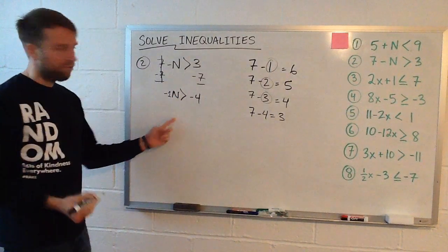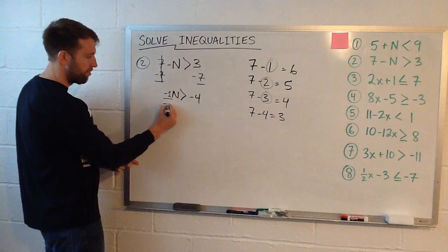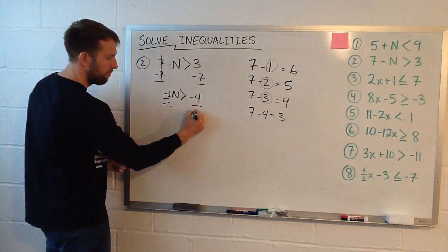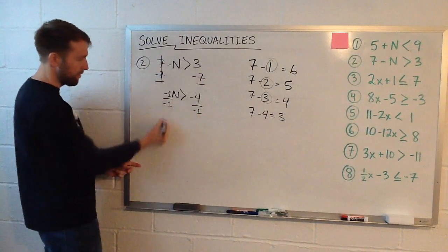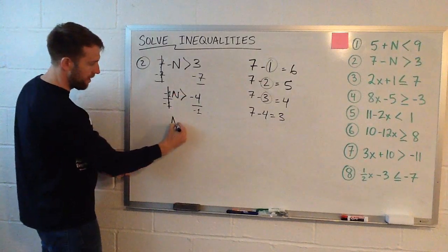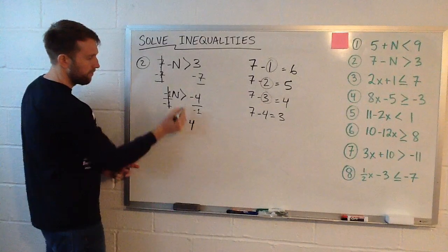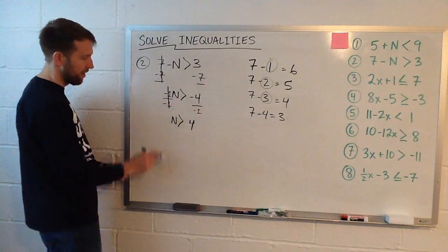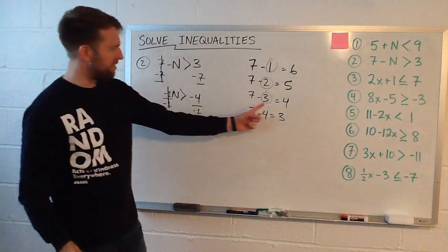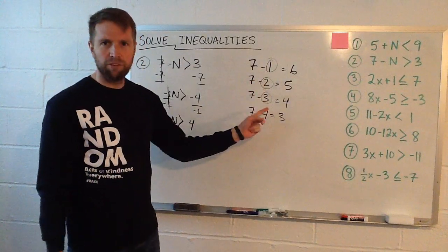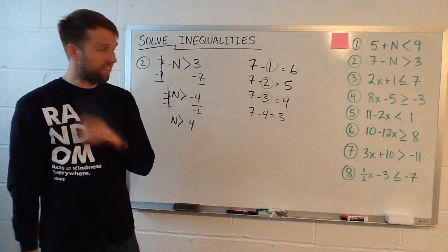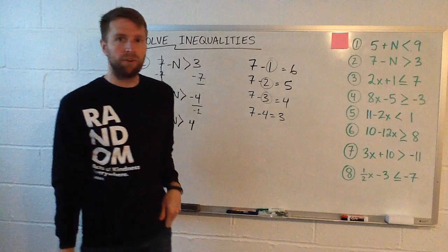And how could I solve for n? Divide by negative 1. And now we cancel that out. We have n is greater than 4, since 4 divided by 1 is 4. Negative divided by negative cancels out. n is greater than 4. Are these numbers greater than 4? No, they are not. This is the only thing that's different when you're solving inequalities.